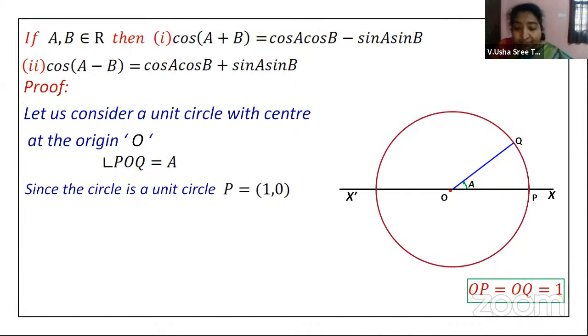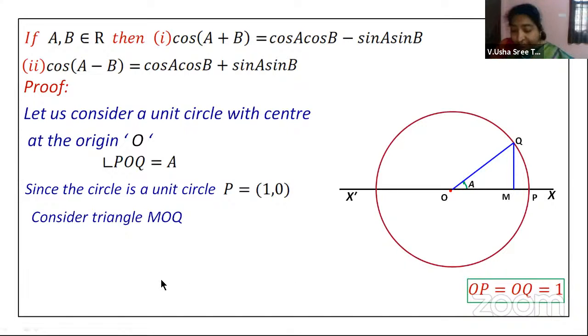We'll just drop a perpendicular from Q onto the x-axis. Let that meet at one point M, just for our convenience. As I was telling, it is a perpendicular. Then this triangle MOQ will be a right-angled triangle. Clearly, you can see that. So we will consider this triangle.